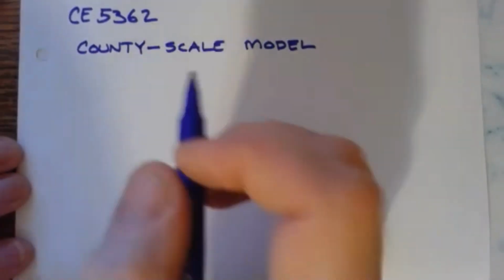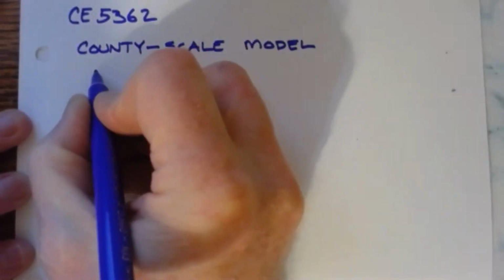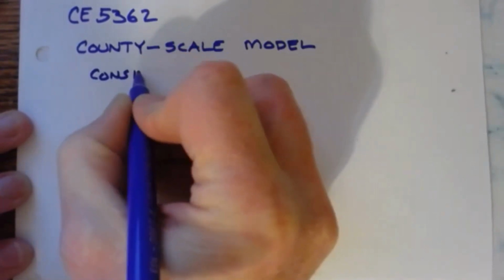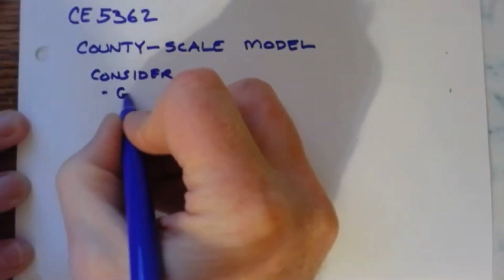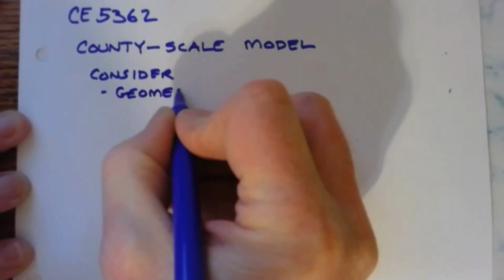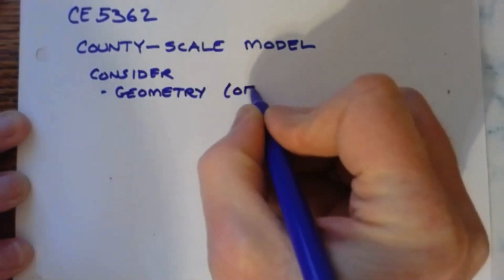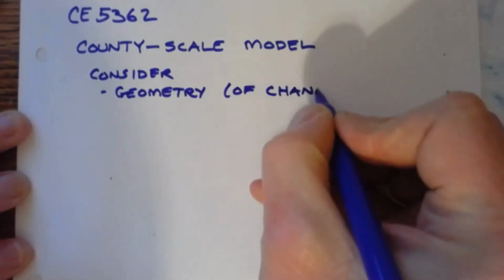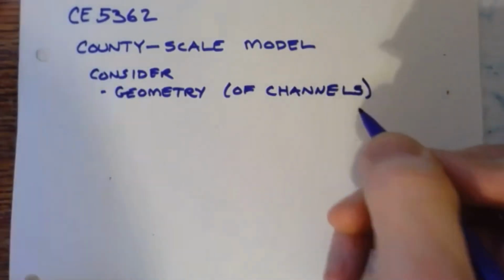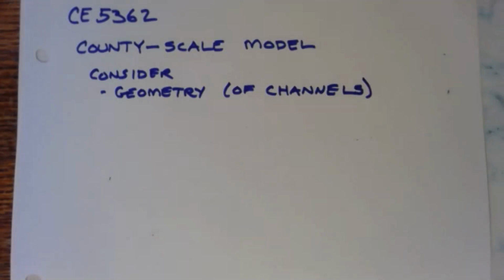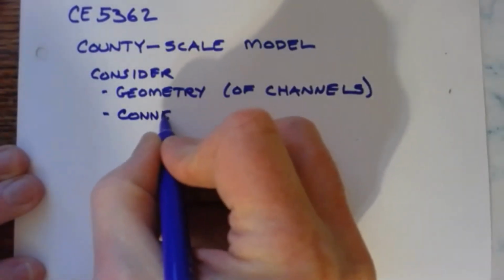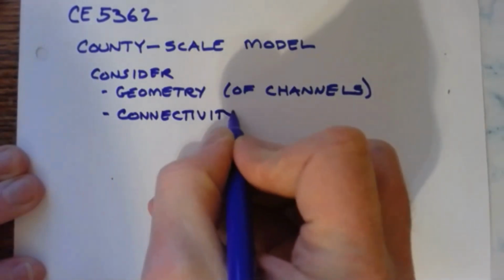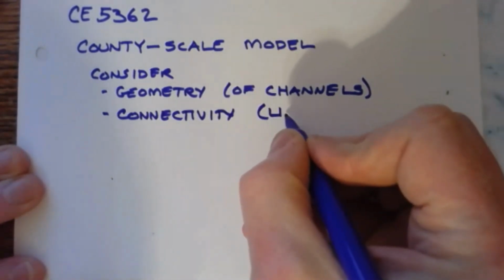And so on our county scale model, there's a couple things that we need to consider. In no particular order, geometry of the channels in this case is going to guide our creation of our simulation tool. I don't know a better word for it, so I'm going to call it connectivity. And that's the link node layout.